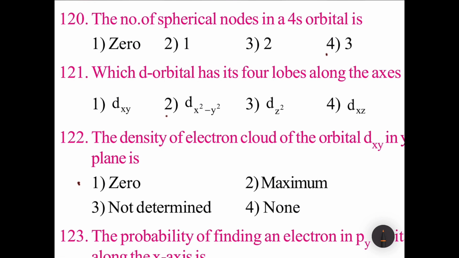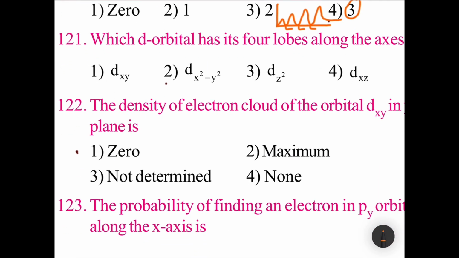The number of spherical nodes in a 4s orbital. Same thing. 4s orbital means just now we were taking this question. 1, 2, 3, 4. 1, 2, 3. 4s orbital. If it is 3s orbital 2, 2s orbital 1, 1s orbital 0.